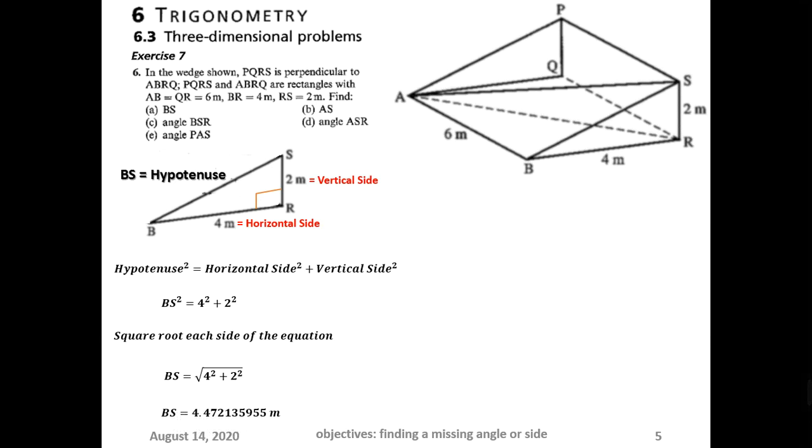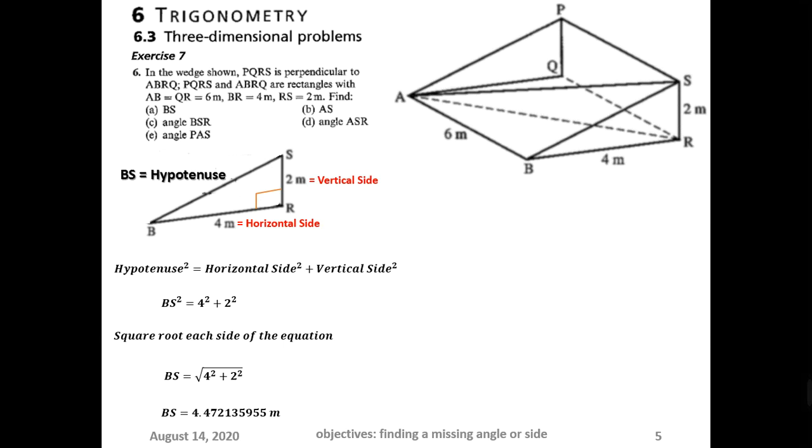And to round this to 3 significant figures, the first 4 from the left is my first significant figure. 4 after the decimal is the second. 7 is the third. So we stop at 7 and then we look to the right of 7. 2 is less than 5, so it's not going to bring my 7 up. So the answer correct to 3 significant figures is 4.47 meter.